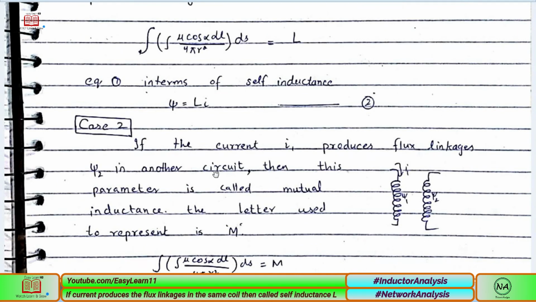So let's discuss case number 2. There is another case: if current is flowing in a system and flux is produced, but this flux is linked with another system, then this is called mutual inductance, and it is represented by the letter M. It shows that the current flowing in this system, psi1, links to another system. Due to current one, the flux is introduced in another system. Actually, this is the case of the transformer, but right now we don't need to go into the details of how it is produced.